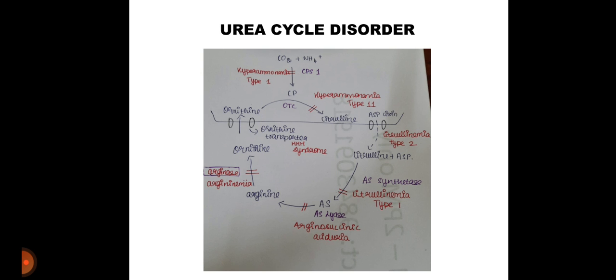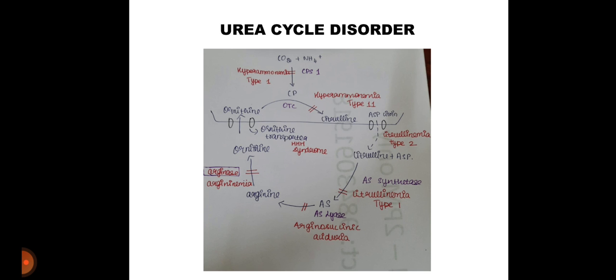Coming on to the disorders of the urea cycle. The first thing: carbon dioxide combines with ammonia to form carbamyl phosphate, which is CP. The enzyme used over here is CPS1. If the enzyme CPS1 is defective, it causes hyperammonemia type 1.